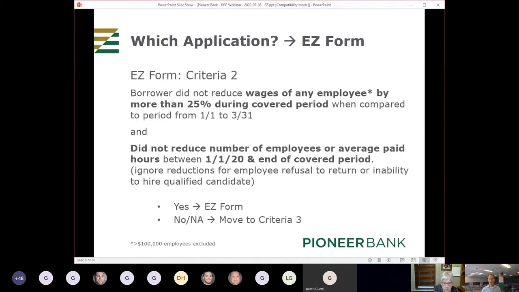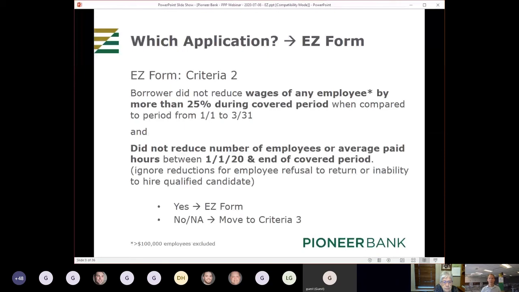One thing that we've seen some other people do: where people had reduced work, so they had reduced hours, as long as they used the PPP funds to still pay them for the full 40 hours that they typically worked, they would be able to say yes to this criteria. So again, in this case, you have to be able to say yes to both of these statements. And if you do, then you can do the easy form. If you cannot, then you move on to the next criteria.